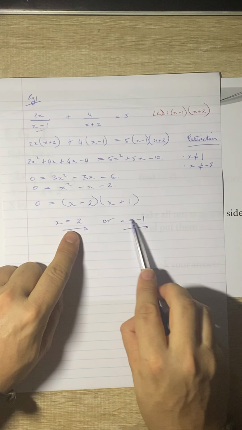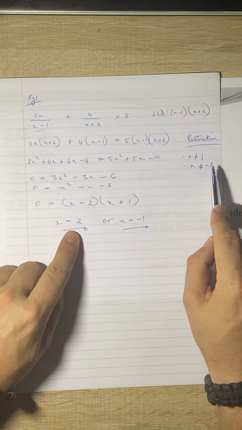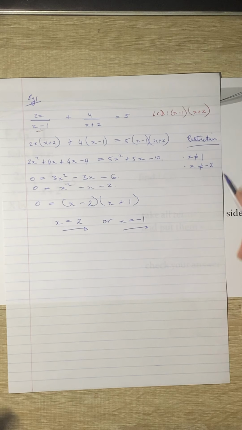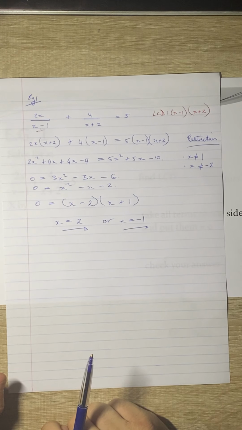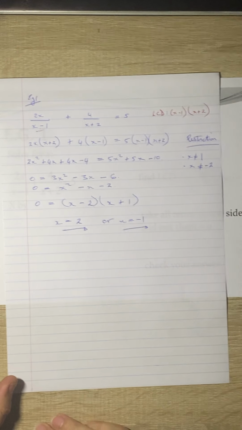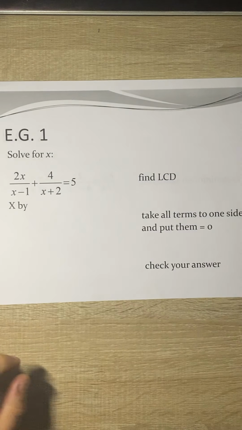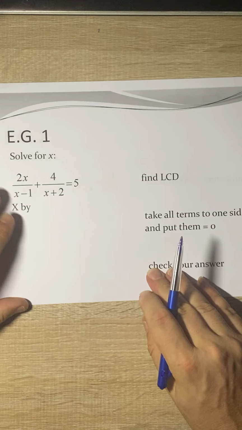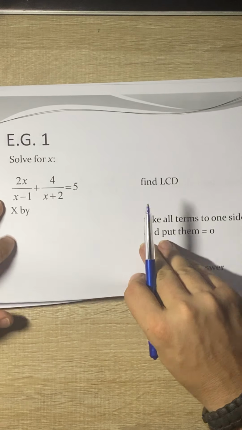If any of these solutions came out to be either 1 or minus 2, we couldn't have them because it would force the denominator to be 0. So we don't need to check our answers, we can just check with our restriction. Okay, going on to example 2.